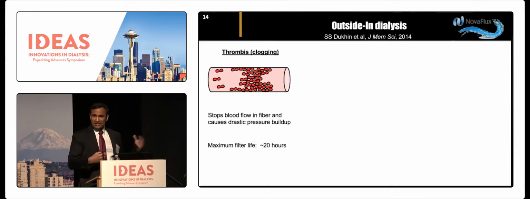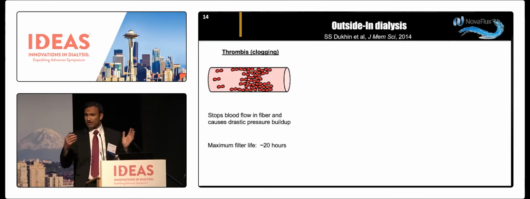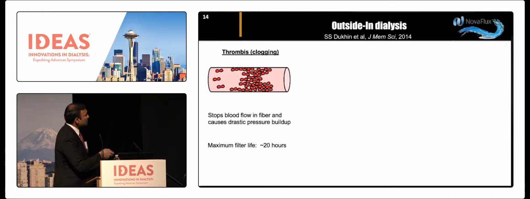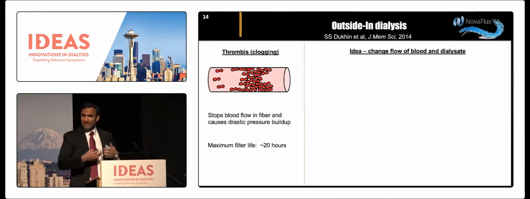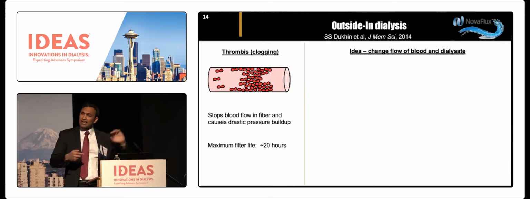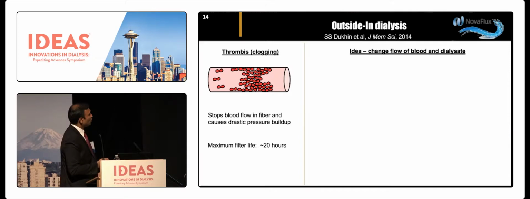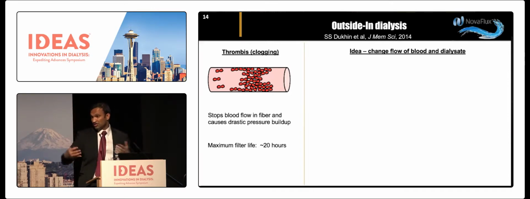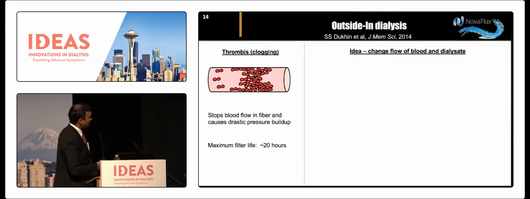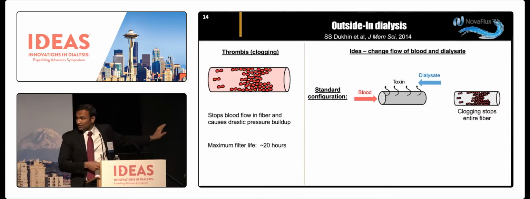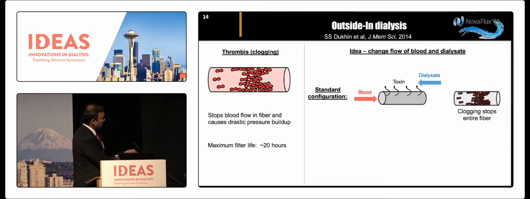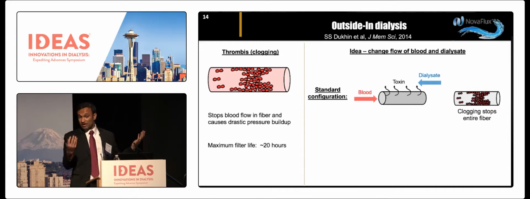Generally, what's seen is that the maximum filter life in many applications is about 20 hours or so. So now there's actually a company that is trying to come up with ways to get around some of these design issues, and this company is called NovaFlux. And the basic idea that they had is as follows. What if we just decide to change the flow configuration that's used in these types of systems? The standard configuration that's commonly used in industry is that you have blood flowing through the fiber and the dialysate flowing on the outside. If you get clotting occurring, it stops the entire fiber and you basically get a huge pressure buildup.